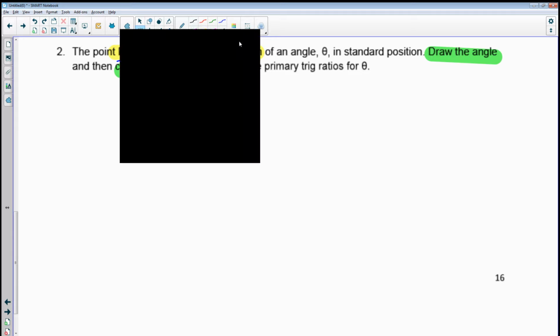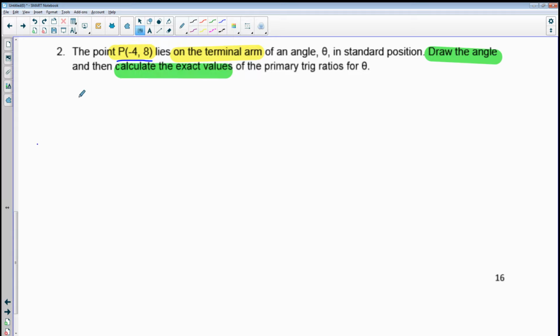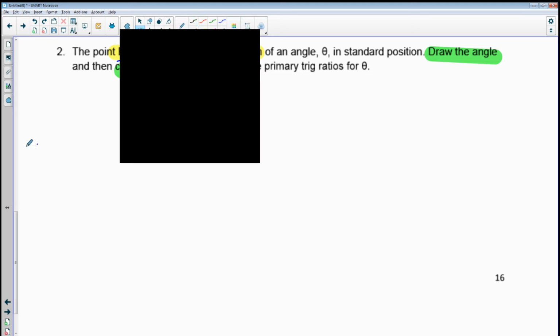Well, let's draw a picture first. Remember, we're doing this in standard position. We start with our Cartesian plane. I'm going to draw the Cartesian plane in black here and draw the angles in blue.